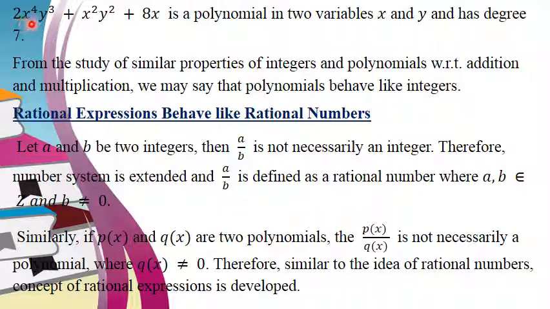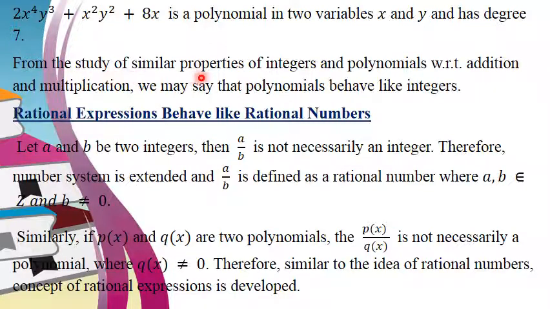2x to the power 4, y to the power 3 plus x square y square plus 8x is a polynomial in two variables x and y and has a degree 7. Look over there, the two variables involved in this algebraic expression are x and y. And to find the degree, we will add up the exponents of one term. When we add 4 and 3, we get 7, and when we add 2 and 2, we get 4. But as we observe that 7 is a bigger number than 4, so 7 is the highest degree of the polynomial.